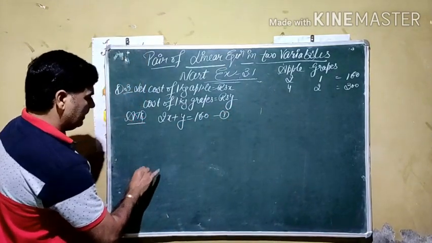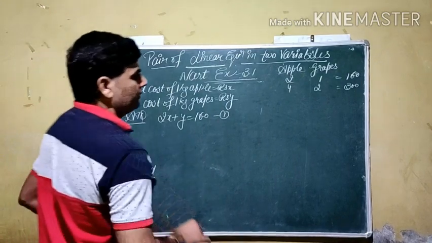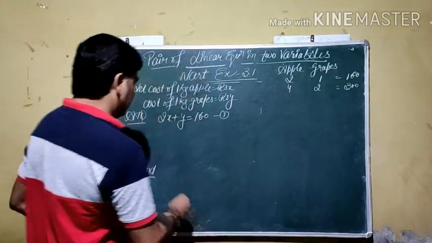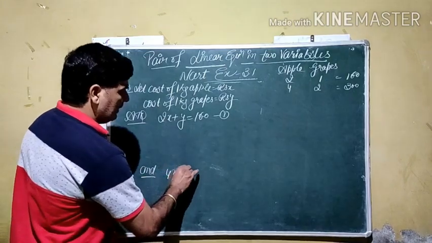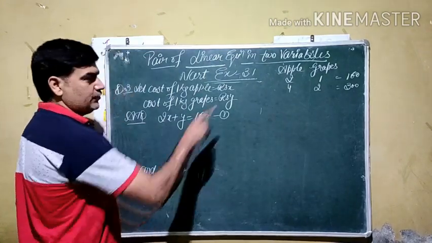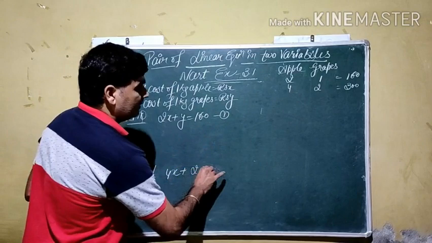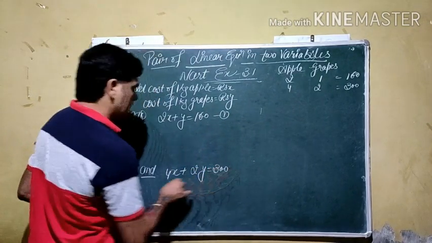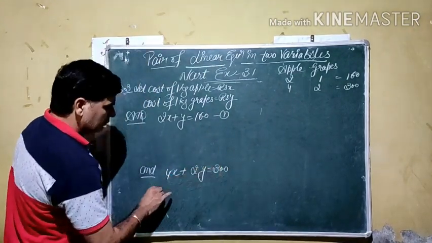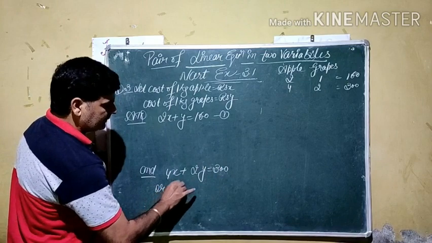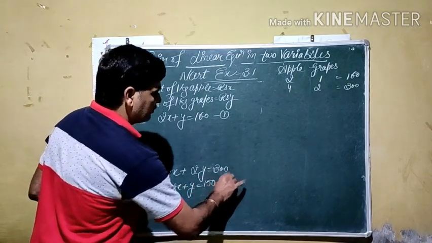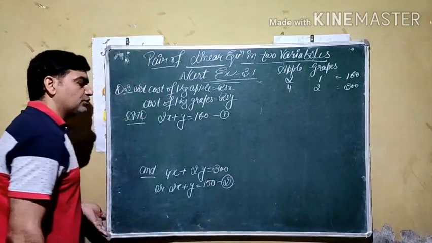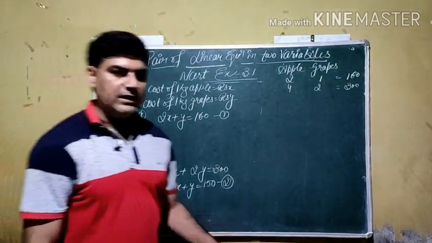And the second condition: the cost of 1 kg apple is x, so 4 kg apple becomes 4x, plus 1 kg grapes y, with 2 kg grapes given, 2y, is equal to 300. If we see here, all are divisible by 2. So if we divide by 2, we get 2x plus y is equal to 150, equation number 2. This is the solution up to algebraically.